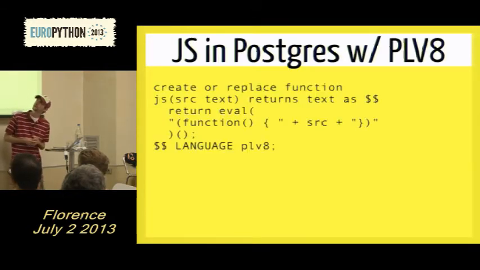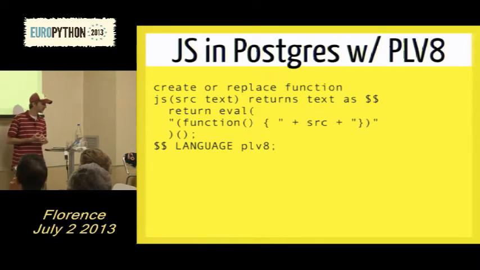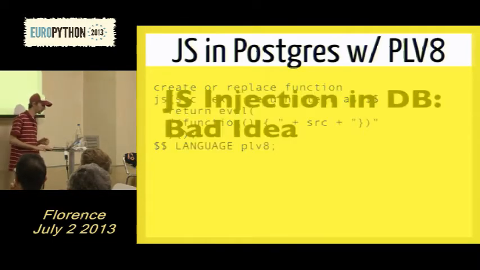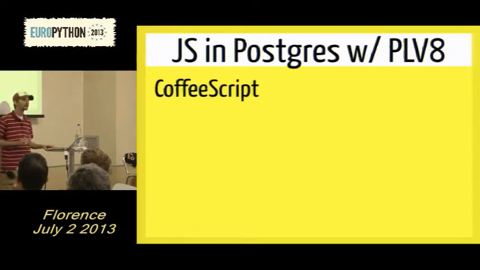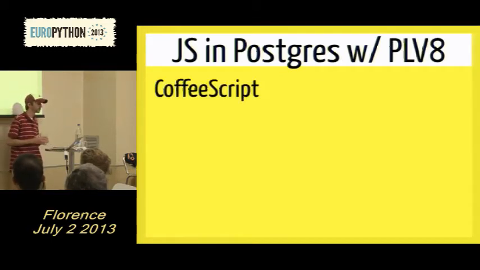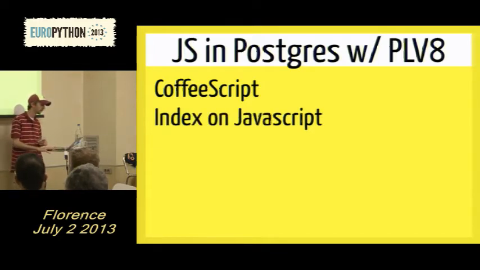So you can do something like this. Does anyone have any idea what this is doing quickly? So this is executing any arbitrary JavaScript code I'm sending into my database. So this isn't necessarily a good idea. But you can actually do some really powerful things. So it has support for CoffeeScript. So you could actually run CoffeeScript tests inside your database where it's close to your data.